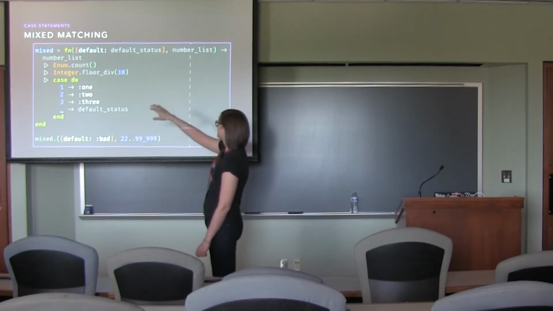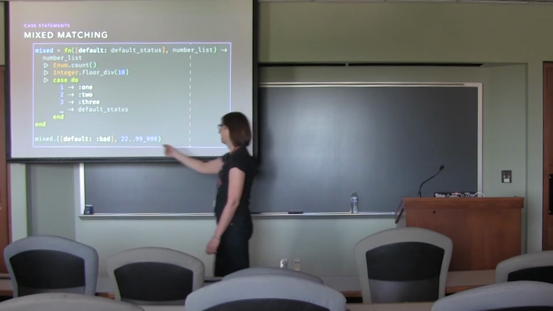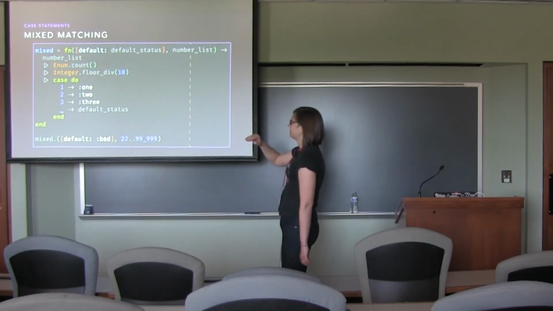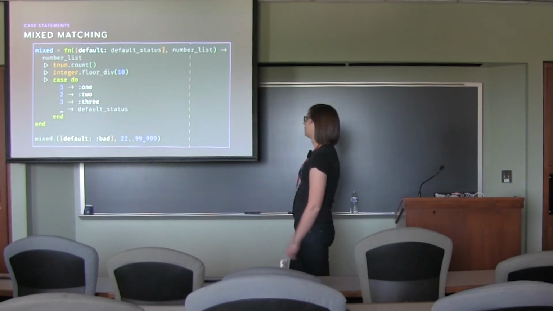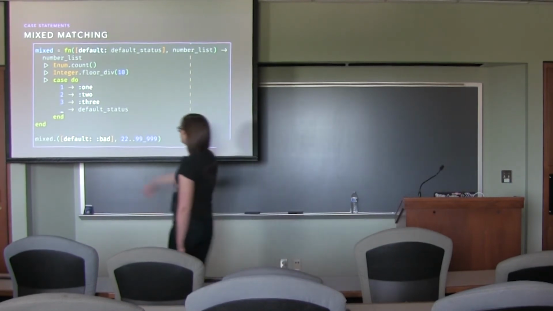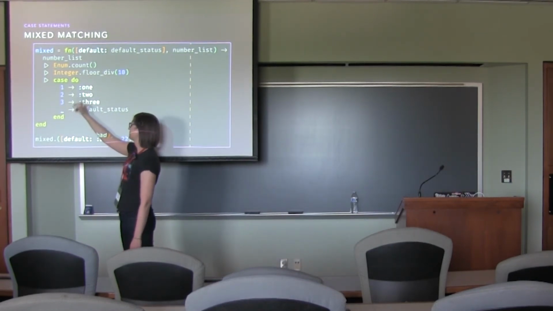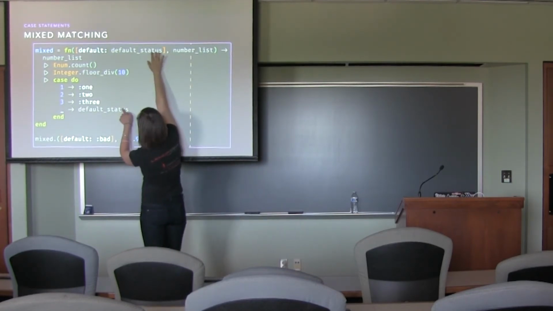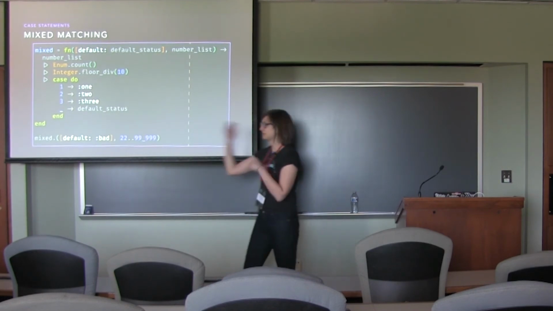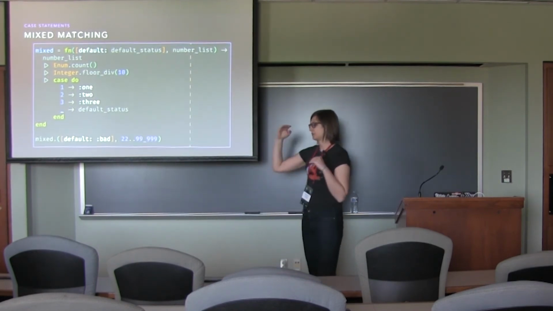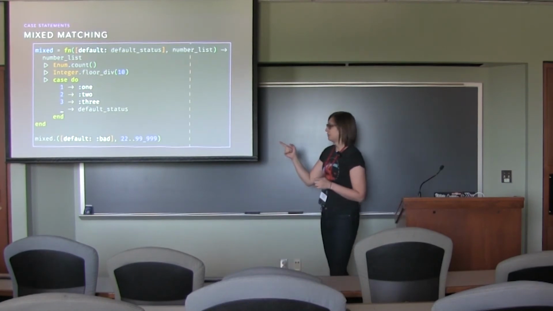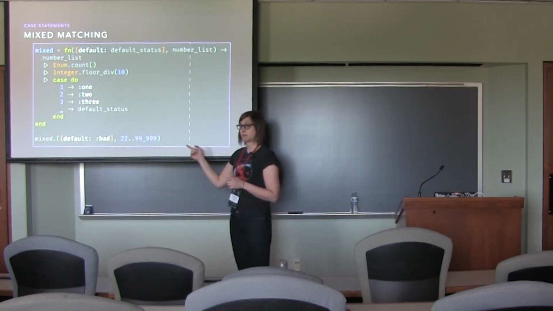I now have that number list. I'm going to count the number of elements in this range. Divide that by 10 and take the floor. And then if it's 1, return 1 as an atom, 2, 3, otherwise my default status, which is that one. Right? So we can do this mixed matching, scope applies, that's all fine. Right? So the end result of this one, anybody want to take a guess?